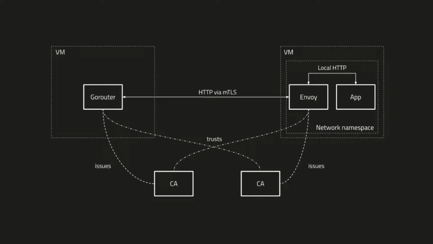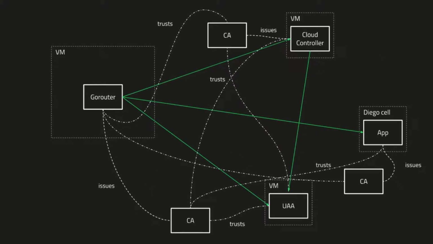Once we get more components in the mix, we can see things become a little bit more complicated. In this example, we show GoRouter, which is able to forward requests to Cloud Controller, UAA, and Diego cells. Cloud Controller additionally has to send messages to UAA. So we see that there's quite a few components that are trusting multiple CAs so that they can validate and trust requests from multiple different components.